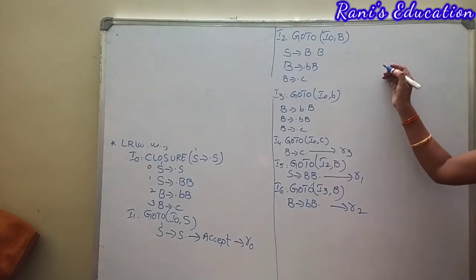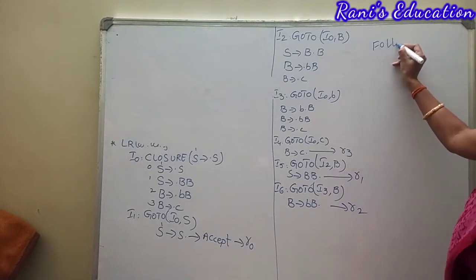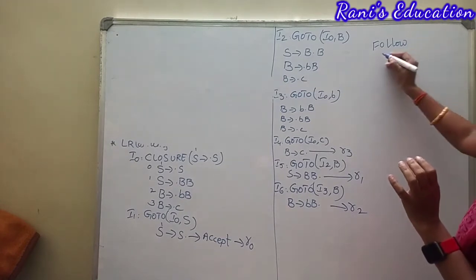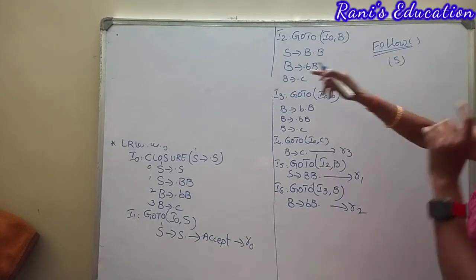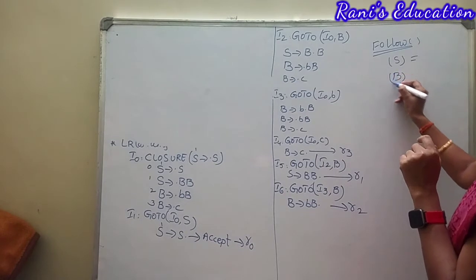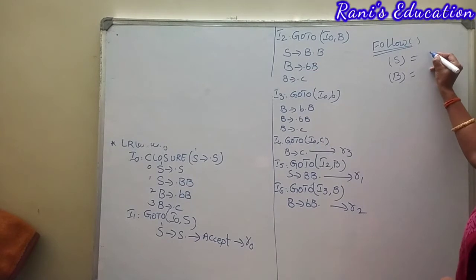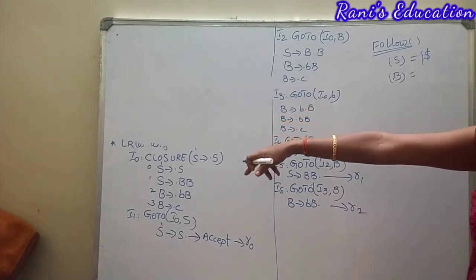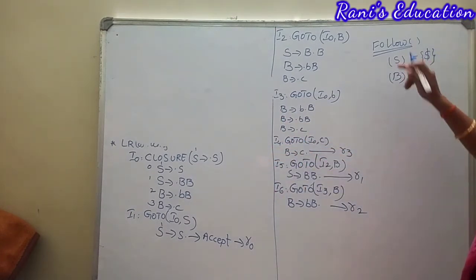Once it is completed, then you are supposed to compute the follow function. What is follow of the given non-terminals? We need to compute it. For the SLR parsing table, the follow function is also important. We need to compute follow of the grammar symbols in the actual grammar: S is one and B is the other. What is follow of S? S is the start symbol of the grammar, right? So by default we are going to consider dollar as one of the terminals.